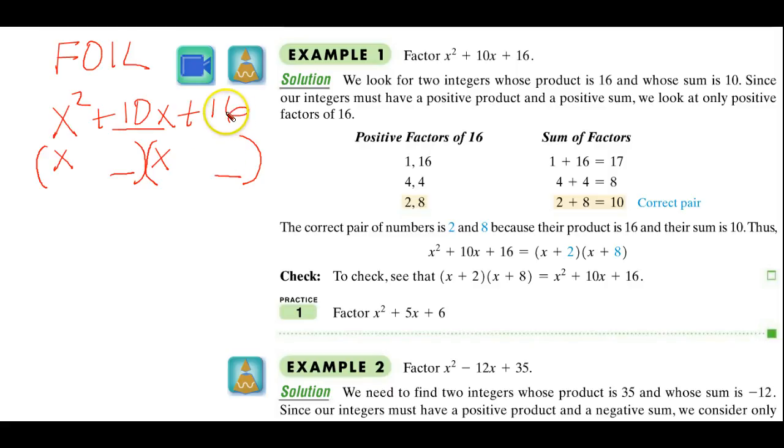So we start listing the factors. 1 and 16, 4 and 4, 2 and 8. You might say, well, wait a minute. 2 and 8 adds up to 10. And when we multiply it, makes a 16. So this is what we're going to put there. Now we have to figure the signs. Well, since they're all positive, this is the easiest one. All of these then just become positive.